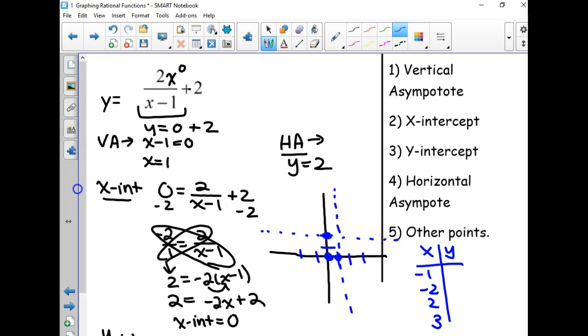But to save us some time, did anyone plug in -1 and you're confident in your answer? Yeah, what'd you get? 1. Did anyone get anything different than 1? Okay, so we'll go with it. And what'd you get for -2? 1 1/3. Can anyone else confirm it? 1 1/3. Okay. And then 2 and 3? 4 and 3.